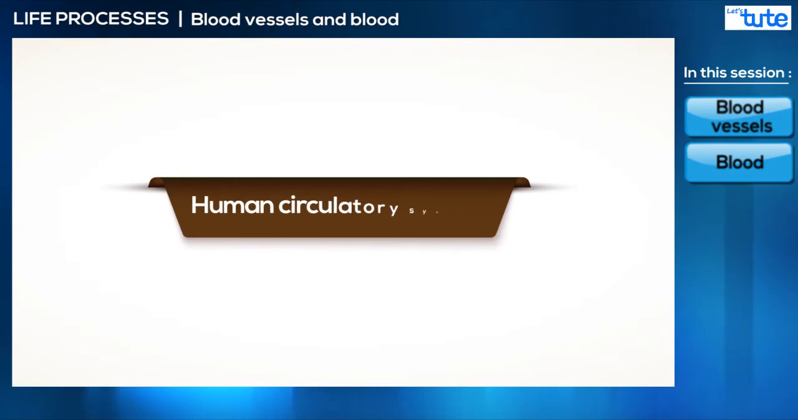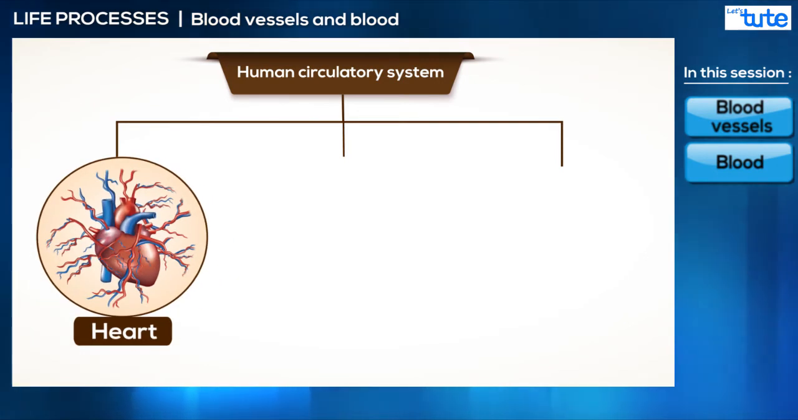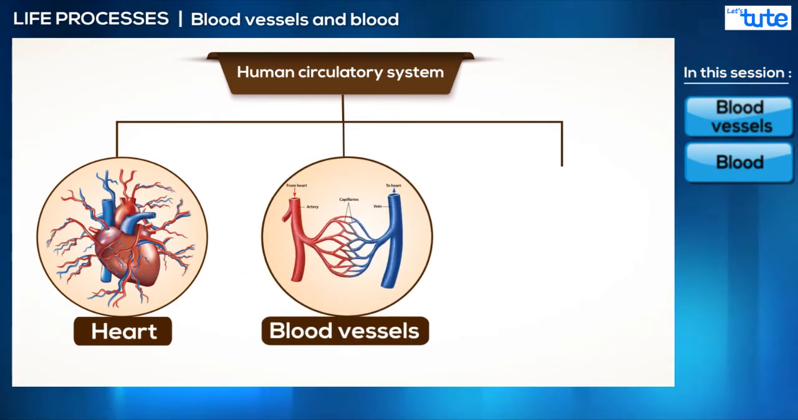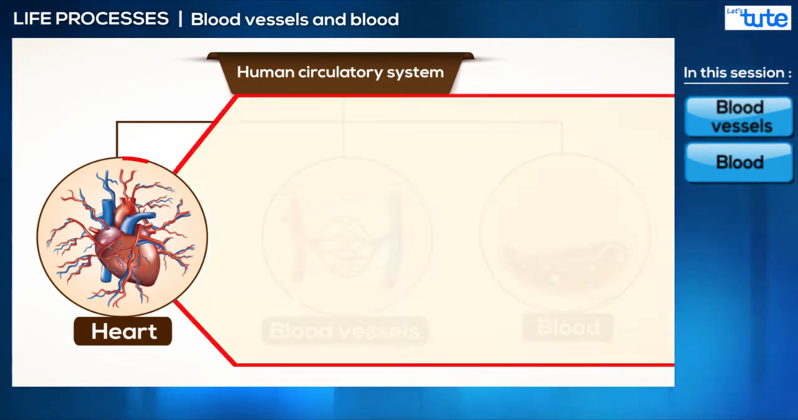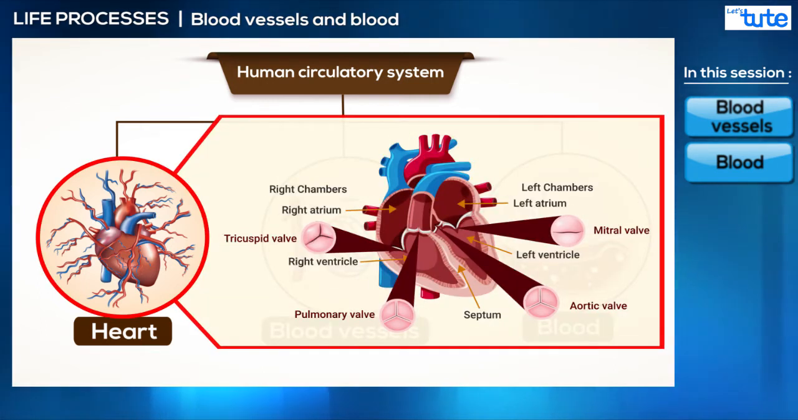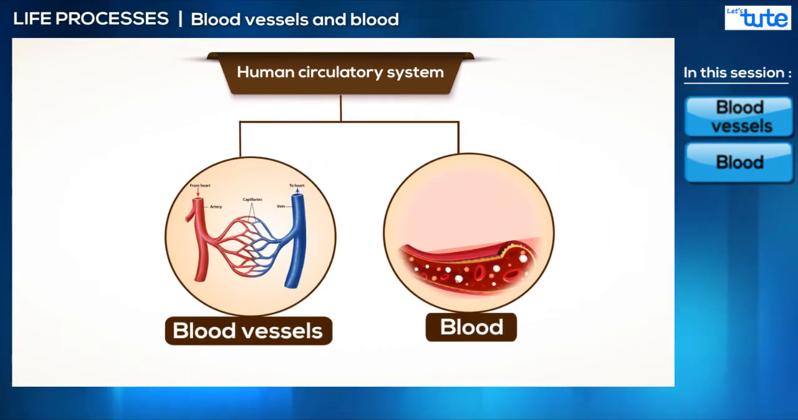So, let's start with today's session. We started off with the human circulatory system and the three components of it: the pumping organ, heart, the network of tubes, the blood vessels, and blood. In our previous session, we studied about the heart in detail. In today's session, let's learn more about the other components of the circulatory system.